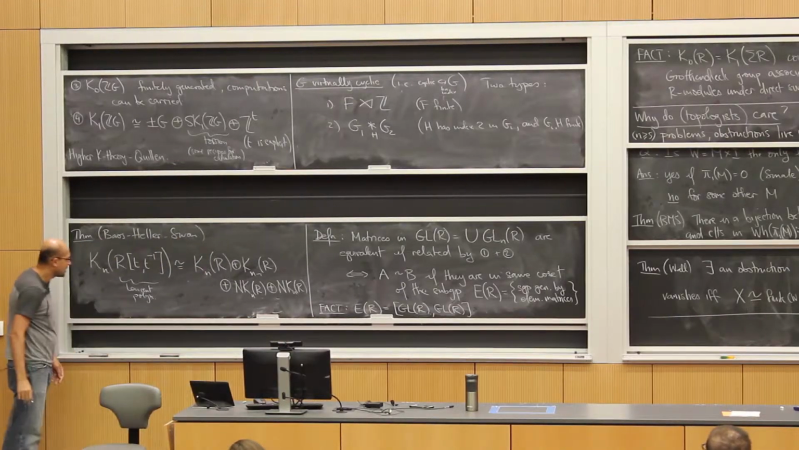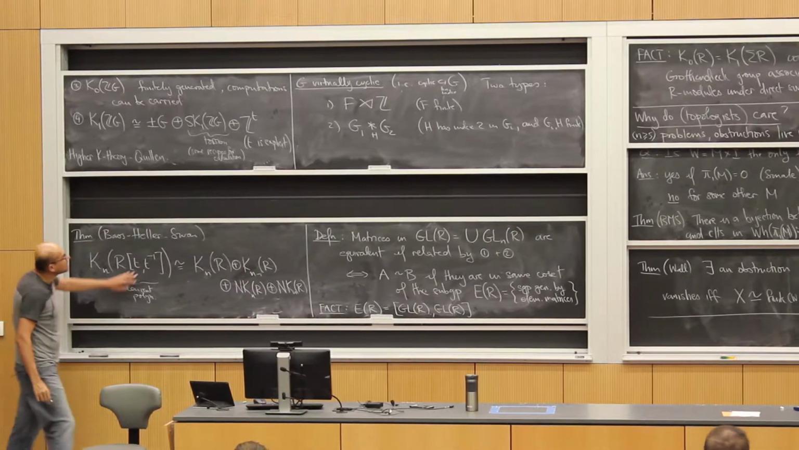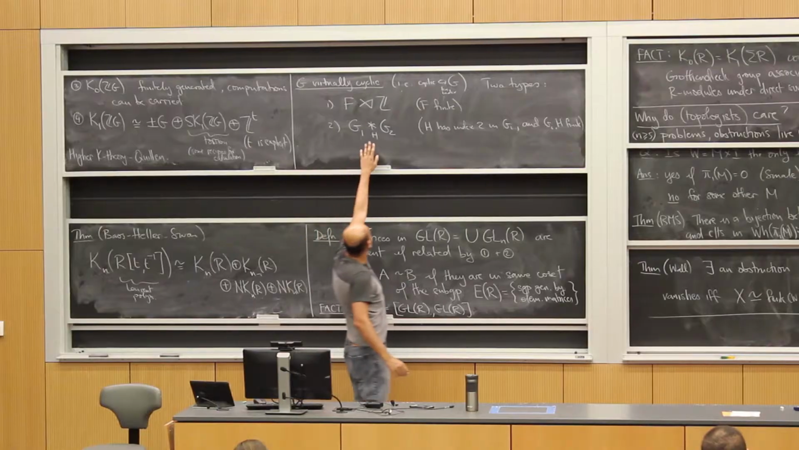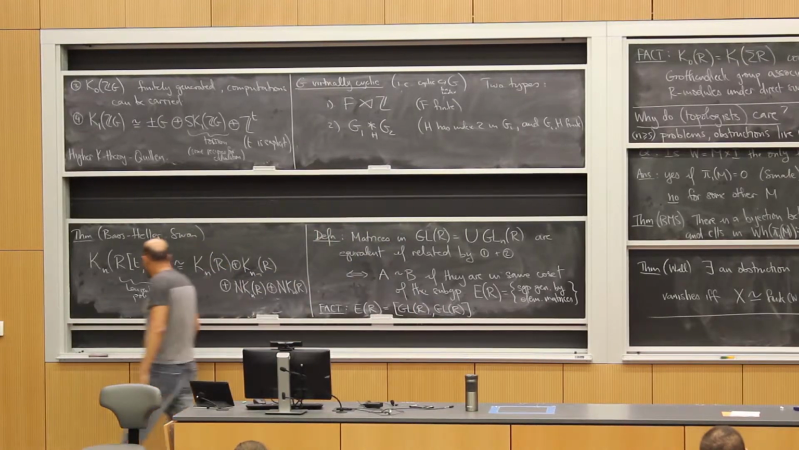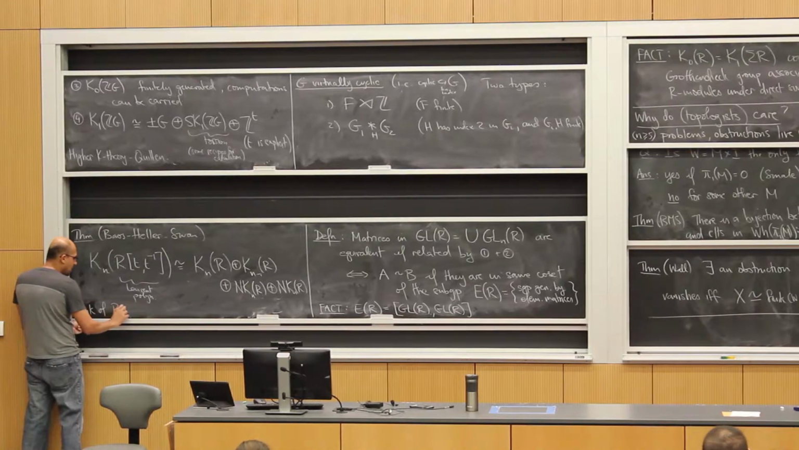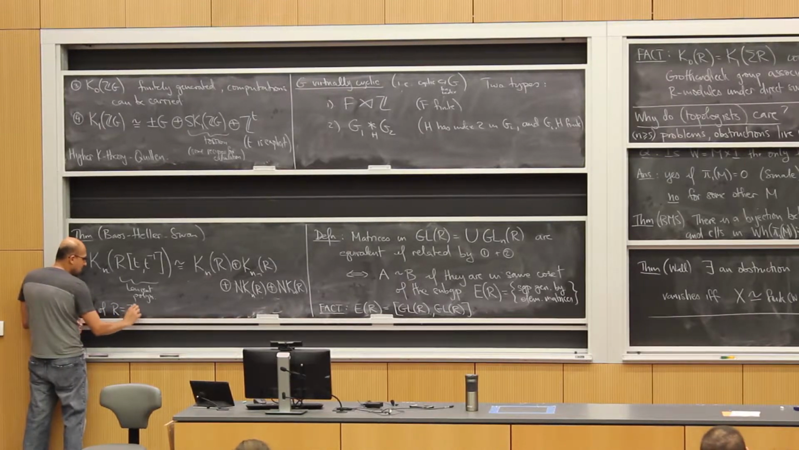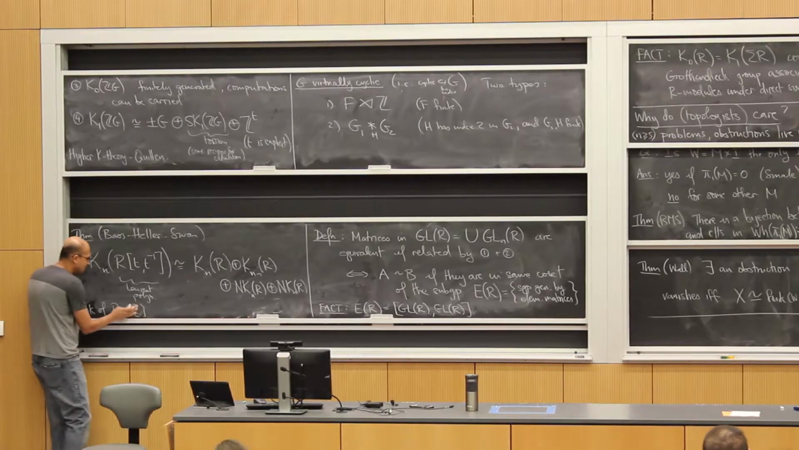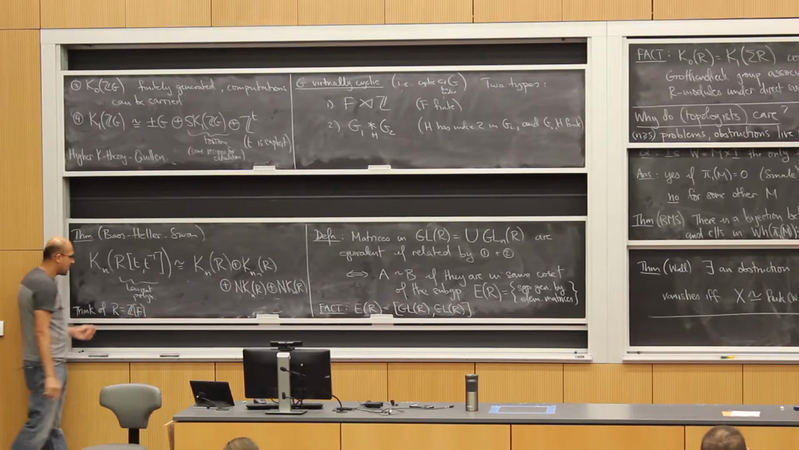Now, how does this relate back to this example here? Think of R as being ZG, where G is a finite group, or maybe ZF, F finite.